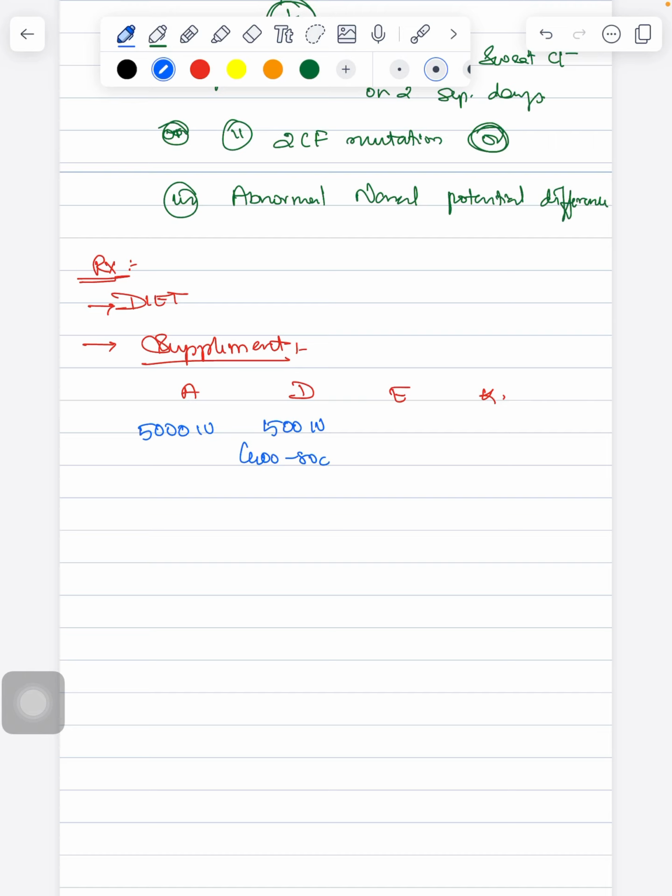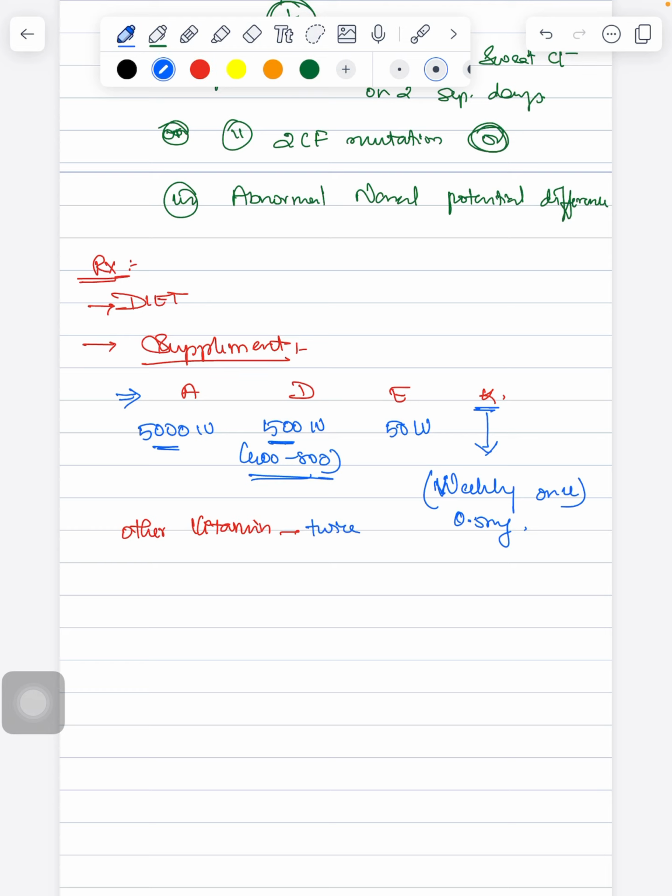Vitamin E is around 50 international units, and for K you will give a weekly dose. Weekly once you will give an IM injection of vitamin K of around 0.5 mg. So this way you can remember the dose you are going to supplement. Other water soluble vitamins should be given at twice the RDA.